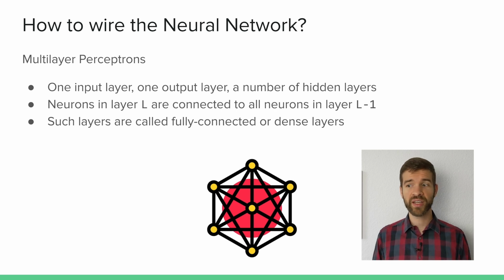So if we do connect every neuron to every neuron of the previous layer, we would call this a so-called dense or fully connected layer, that particular layer.